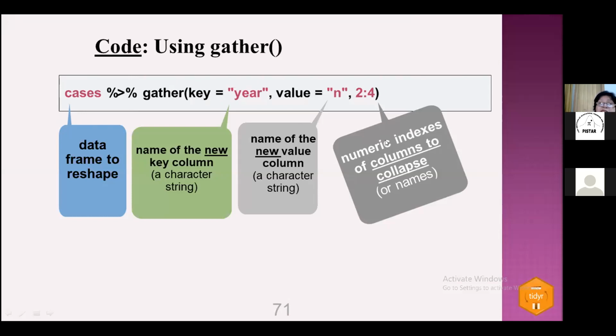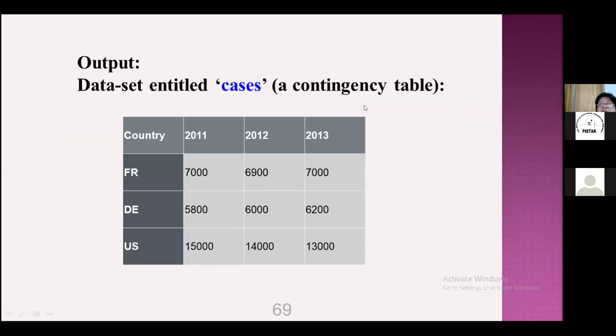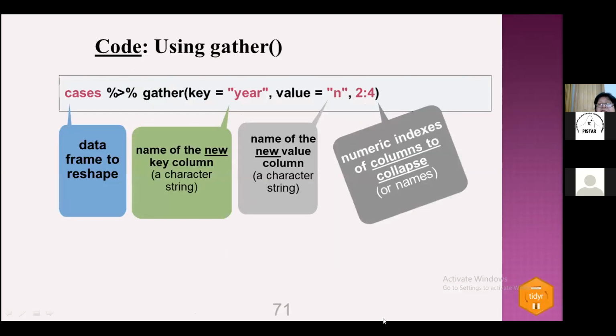And then inside the parentheses, this is what you do. The first one is the year, the second one is N, and then also look here, 2:4. Numeric indices to indicate the columns that you would like to collapse. You see, you had the second and the third and the fourth columns that you wanted to collapse. This is the second column, this is the third column, and this is the fourth column. So you wanted to collapse these values into one column. So that's what we are saying in that next slide.